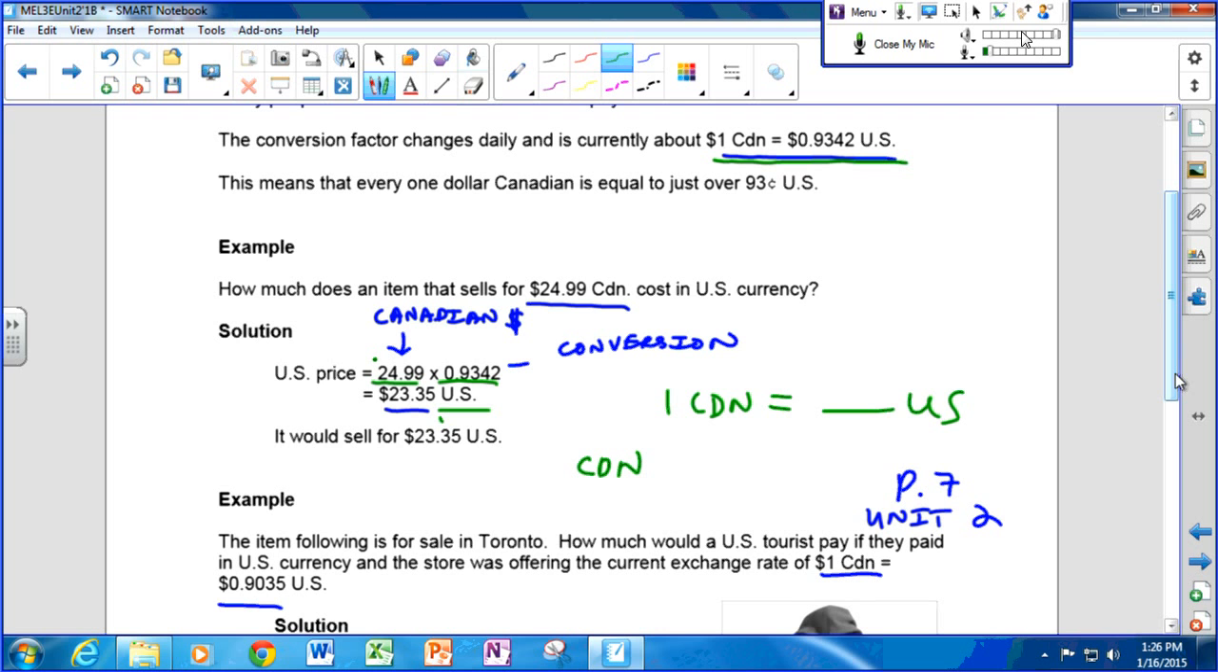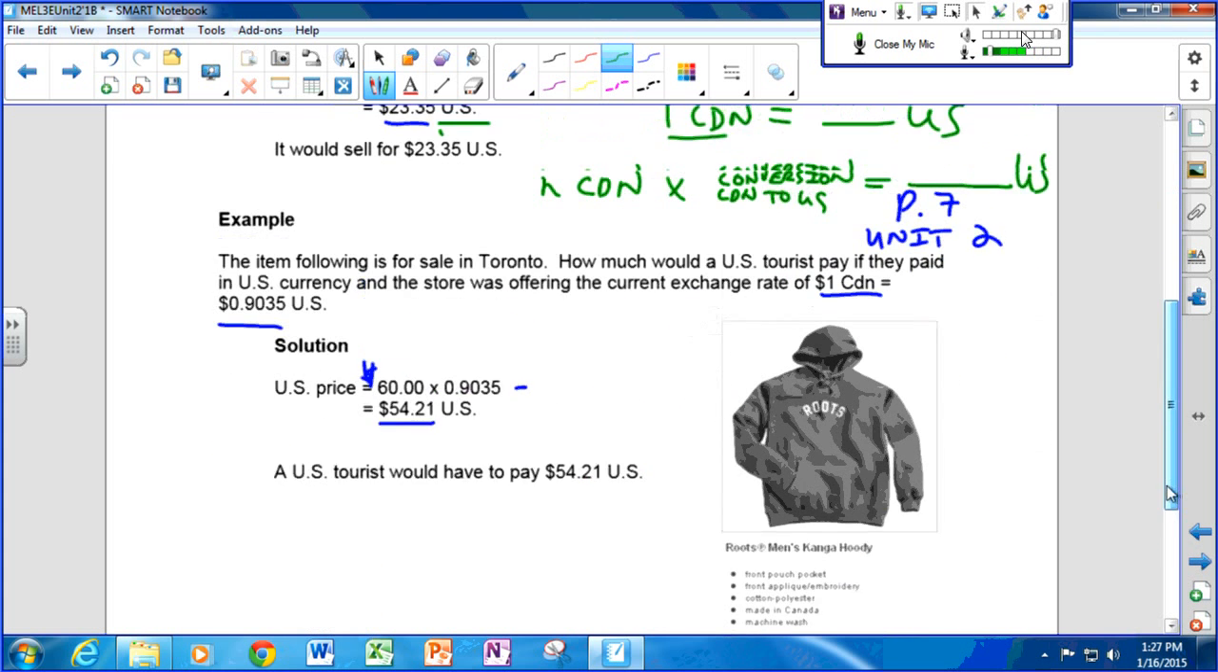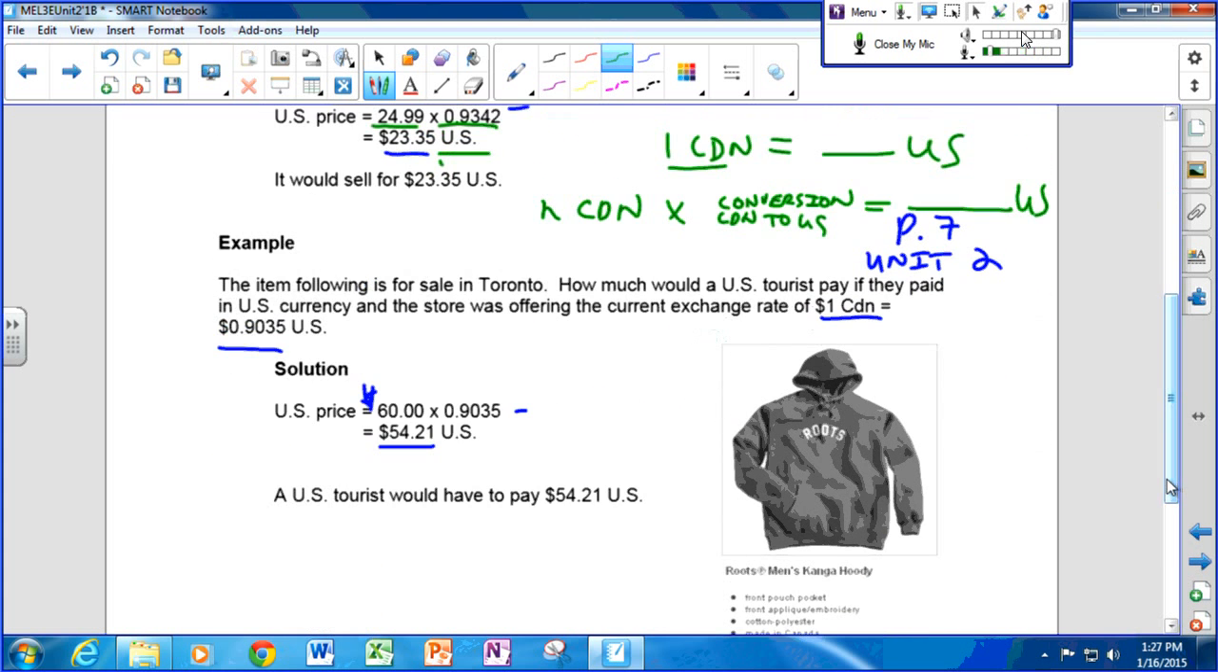All right, so I have N Canadian dollars, and then I'm going to multiply it by the exchange rate, okay? The conversion rate, the Canadian to US conversion rate equals, and then some amount in US, okay? So to go from Canadian to US, you need the one Canadian equals something US conversion rate. Okay, and you just multiply it, and it's pretty straightforward once you have it.